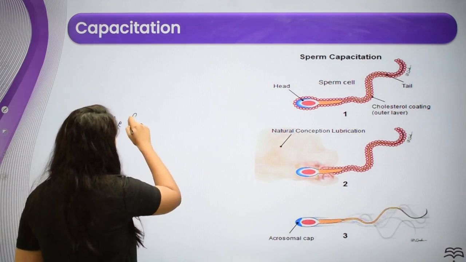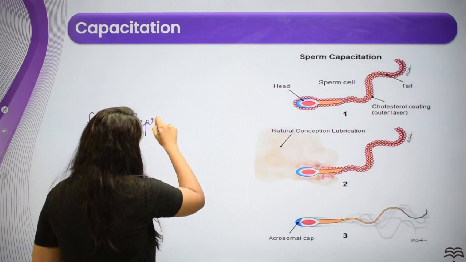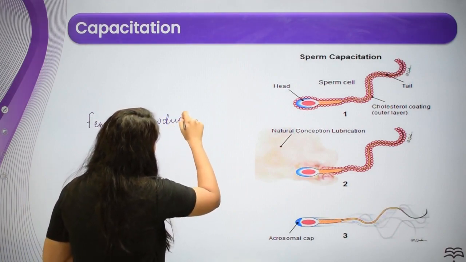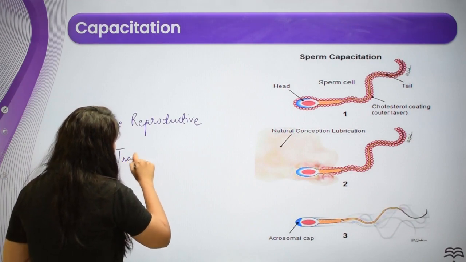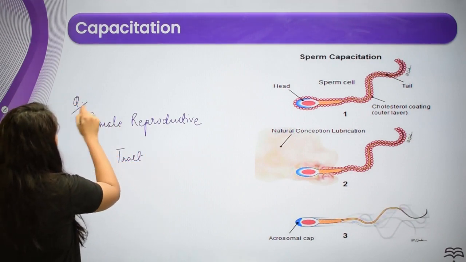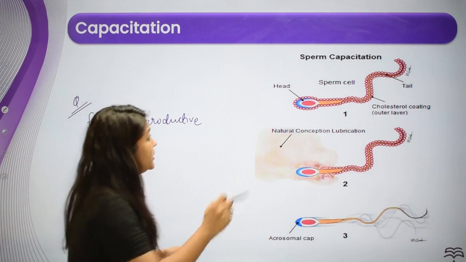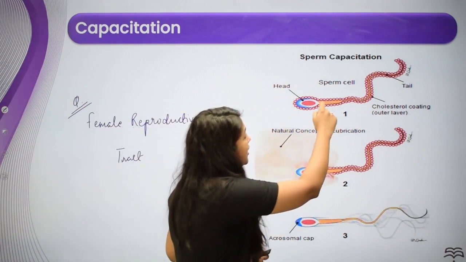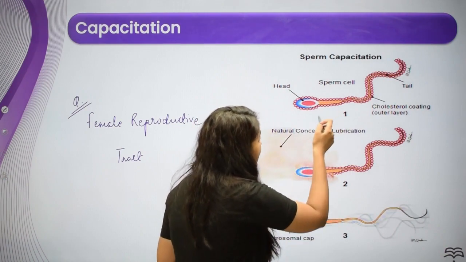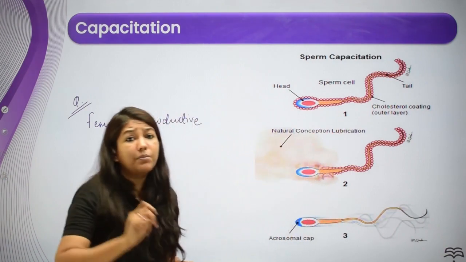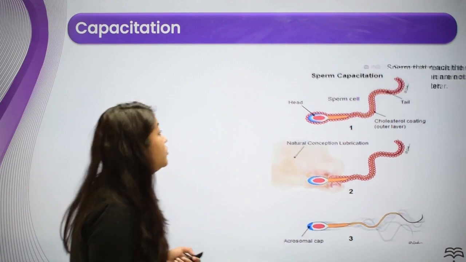Multiple times this question has been asked. Where will this process happen? It is going to happen in the female reproductive tract. So this has been asked multiple times as a question. Here you can clearly see that there is a cholesterol coating, right? And as a result of capacitation, what is happening? This cholesterol coating is removed.